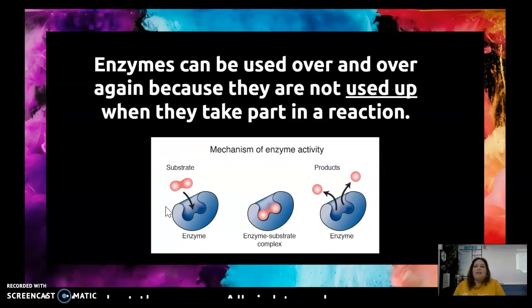All right, enzymes can be used over and over again because they are not used up when they take part in a reaction. The substrate will come in, bind to the enzyme, it does its job, it releases our product, and then it's free to go right back into another reaction.